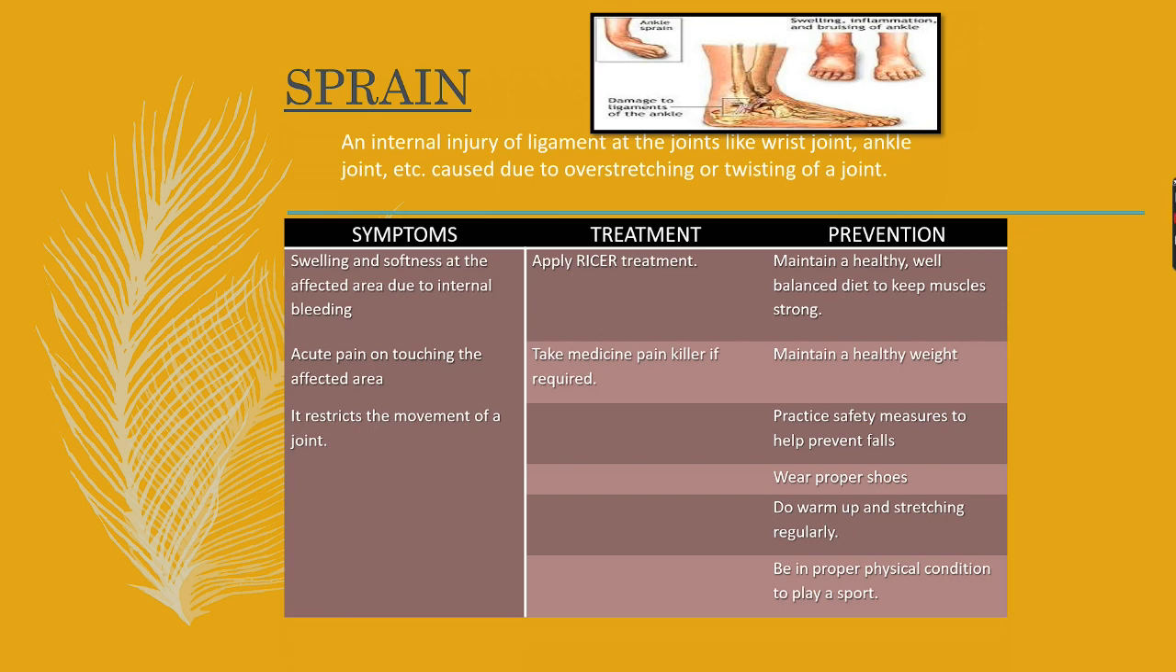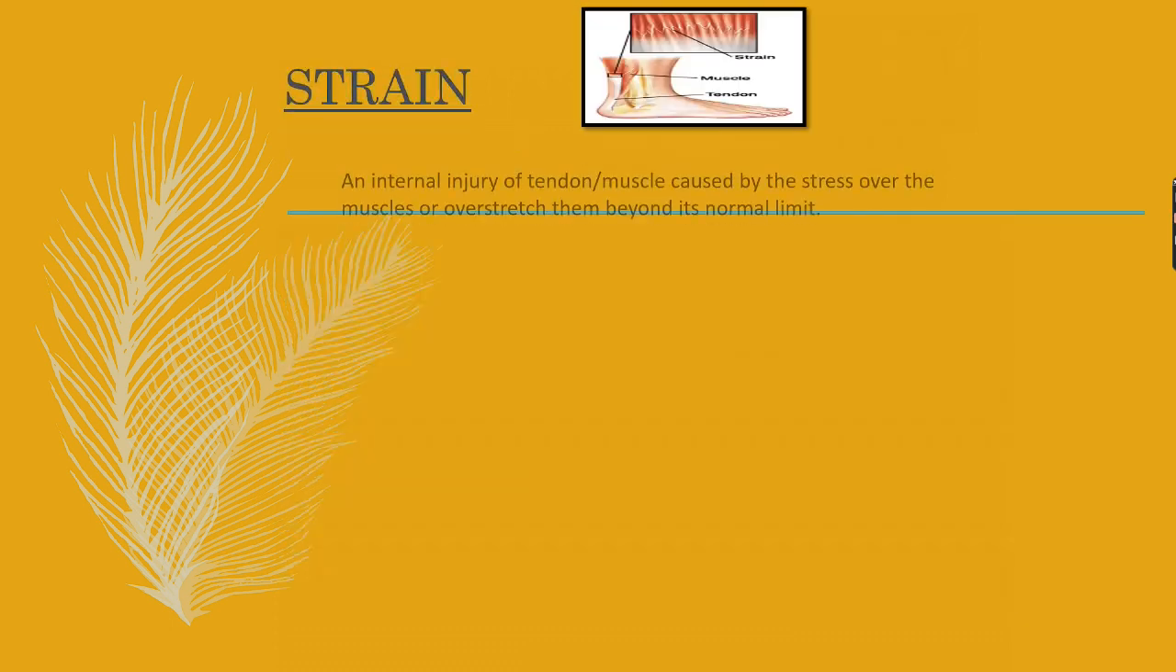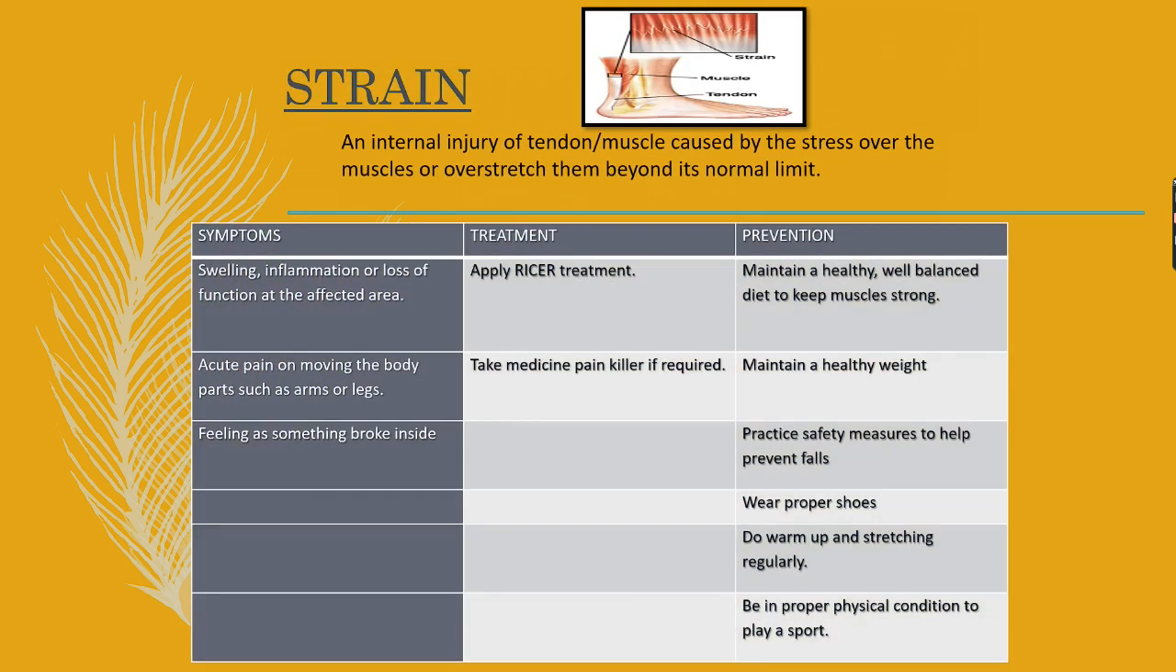Strain. An internal injury of a tendon or muscle caused by stress over the muscles or overstretching them beyond their normal limit. Symptoms, treatment, prevention. Swelling, inflammation, or loss of function at the affected area. Apply RICER treatment. Maintain a healthy, well-balanced diet to keep muscles strong.